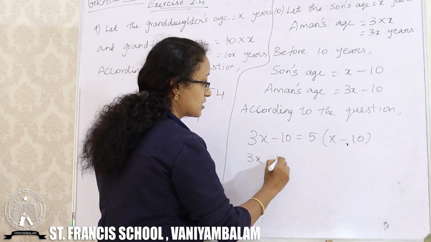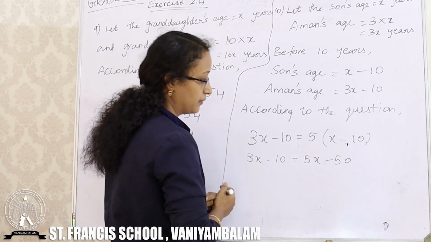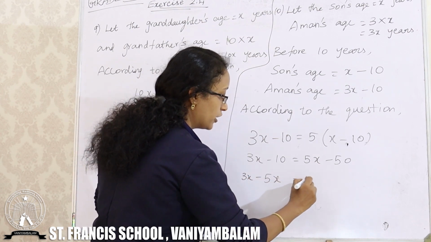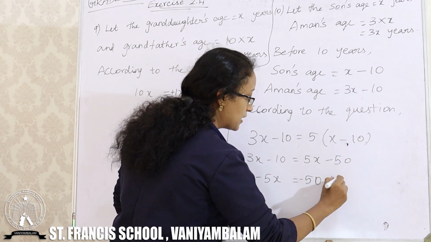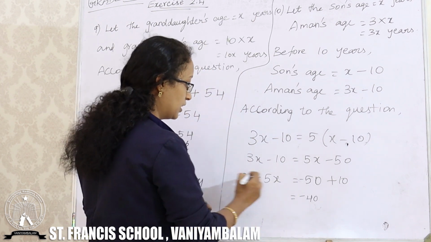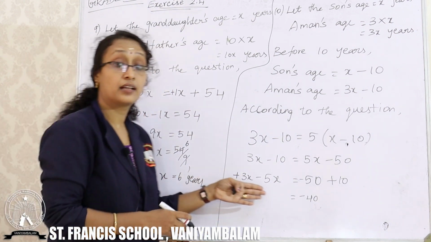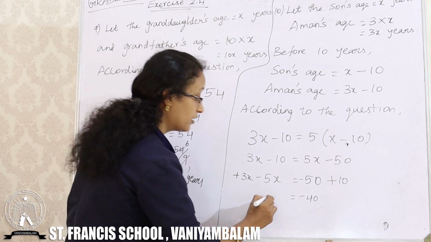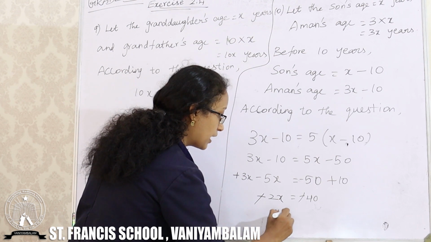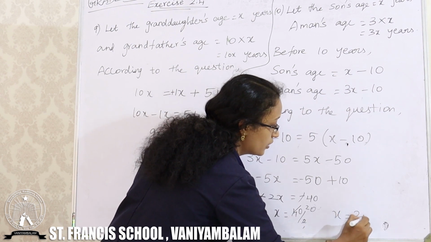Now 3x minus 10 is equal to 5 times x minus 10, multiply the 5 because 5 is common for both x and 10. So you can take this to the right hand side, like terms join together. So minus 50 plus 10. Both 3x and 5x are like terms, symbols are different, subtract it, put the greater number symbol. Minus minus will get cancelled. x is equal to 40 by 2, which is nothing but 20. Our x value is 20 years.